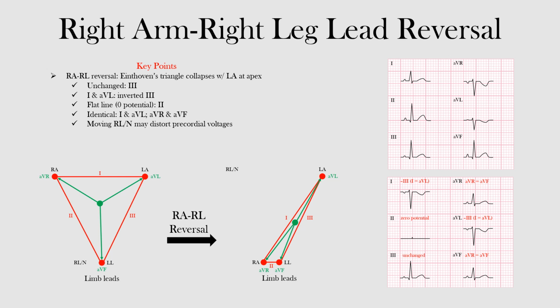It's important to be aware of these accidental misplacements of the limb lead electrodes because they can mimic various pathology, including chamber enlargement, ectopic atrial rhythms, or even myocardial ischemia and infarction.